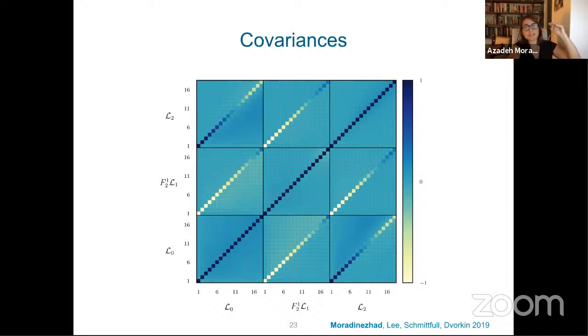L0 would be the skew spectra that was a quadratic density field correlated with another density field. L1 would be the displacement field and derivative of density field correlated with another density field. And L2 is the tidal shear field, the skew spectra built out of the tidal shear field.